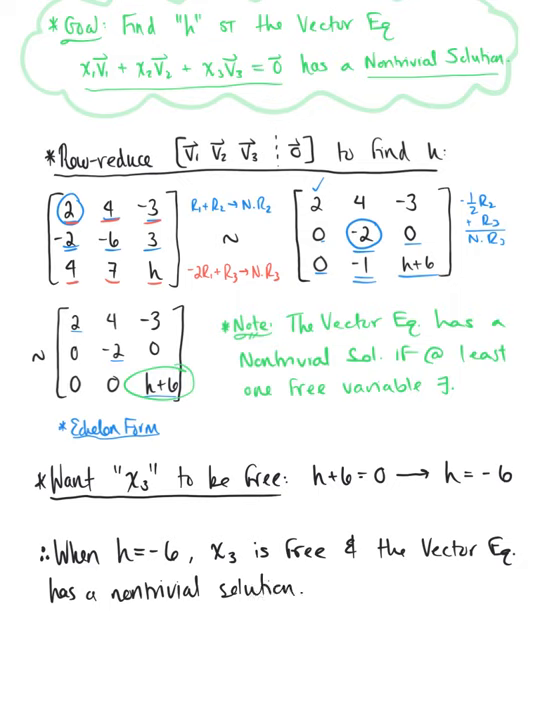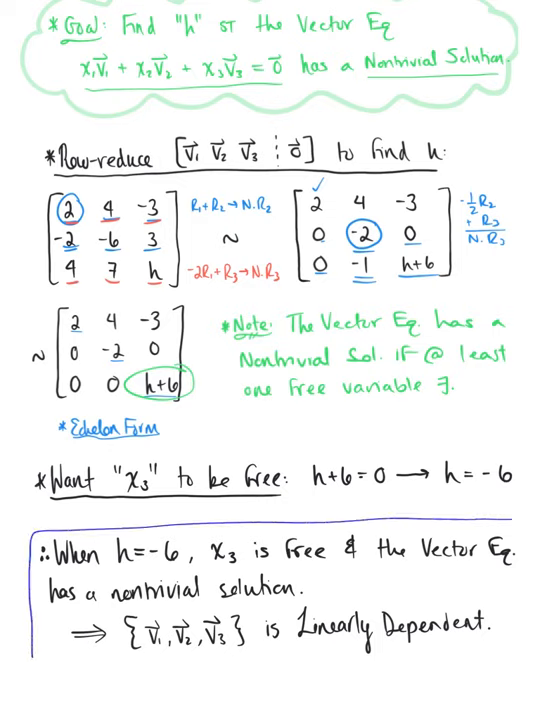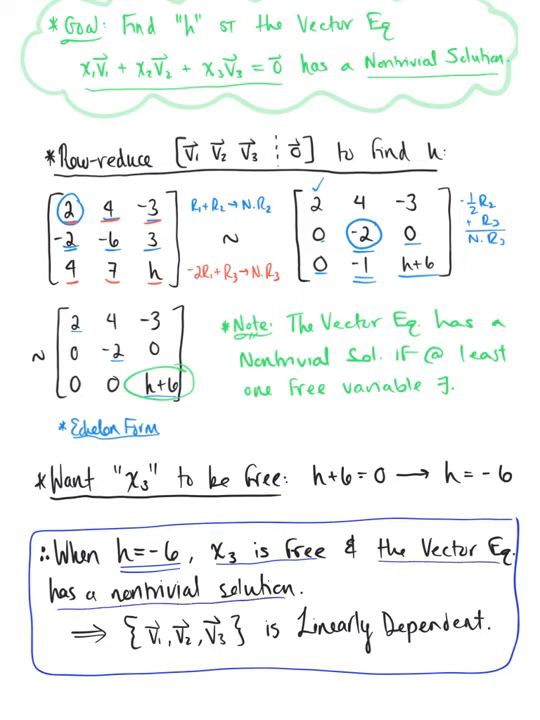And so, by definition, if the vector equation has a non-trivial solution, the set of vectors v sub 1, v sub 2, v sub 3, this indexed set of vectors, is linearly dependent. And so this is our beautiful final answer. When h is equal to negative 6, x sub 3 is a free variable, meaning that the corresponding vector equation has a non-trivial solution, and the set of vectors is linearly dependent.